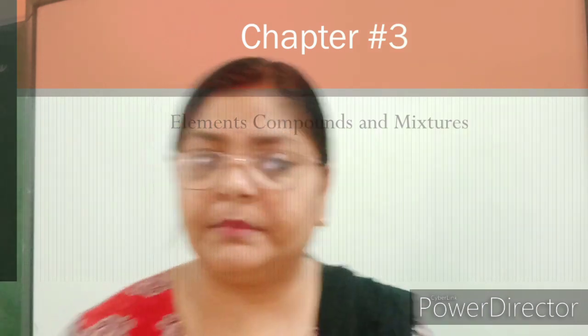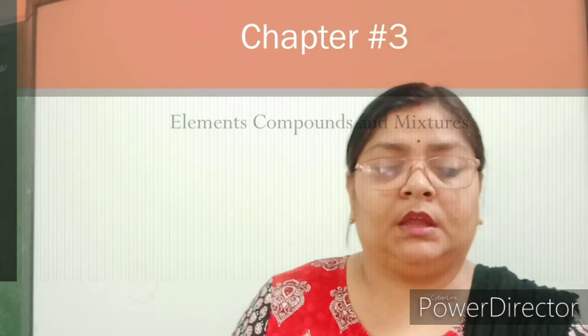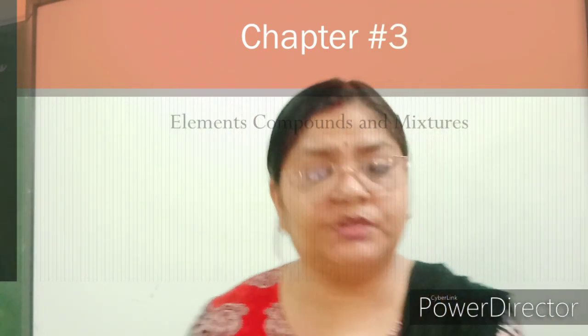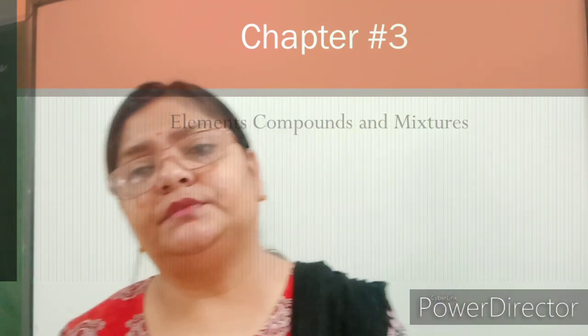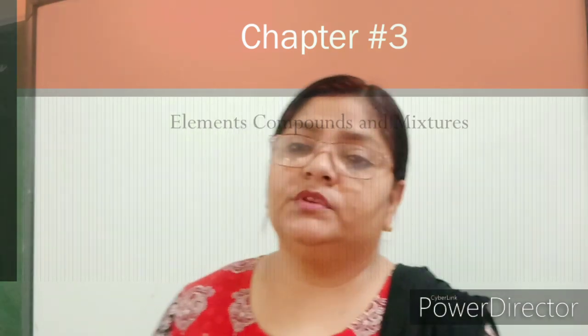Today we are going to do chemistry third chapter, that is elements, compounds and mixtures. Now this chapter is also based on matter. The previous chapter, the first chapter that you did on matter, was based on the states of it. Okay. So everything in this universe is made up of matter. All materials that you see around you are made up of matter.